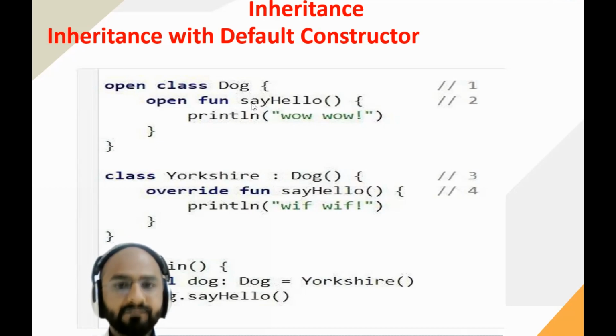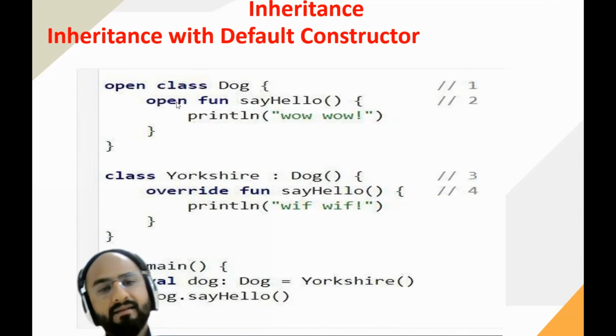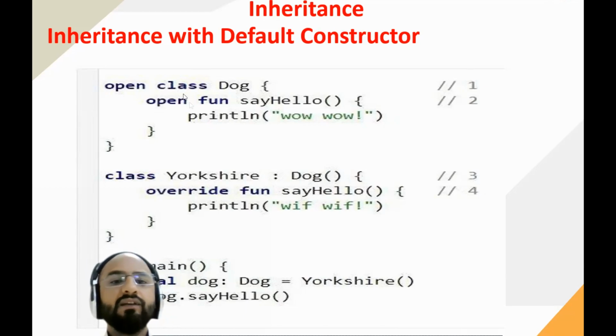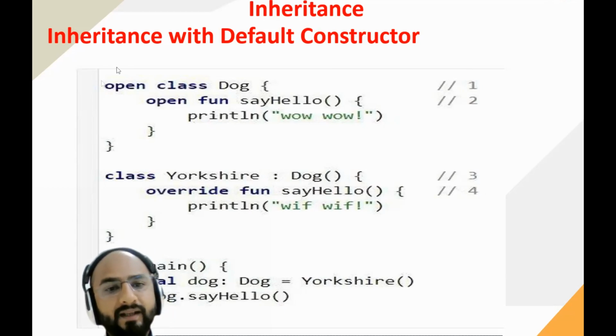Now you can see the sayHello method is also open, because I need to override this method in my child class. That is why I have made it open. If I remove that open keyword, this method will be final by default and cannot be overridden. In the child class, I cannot override that method if I remove the open keyword from here. But for this example, this class is open and the method is also open, so I can inherit that class and I can override that method.